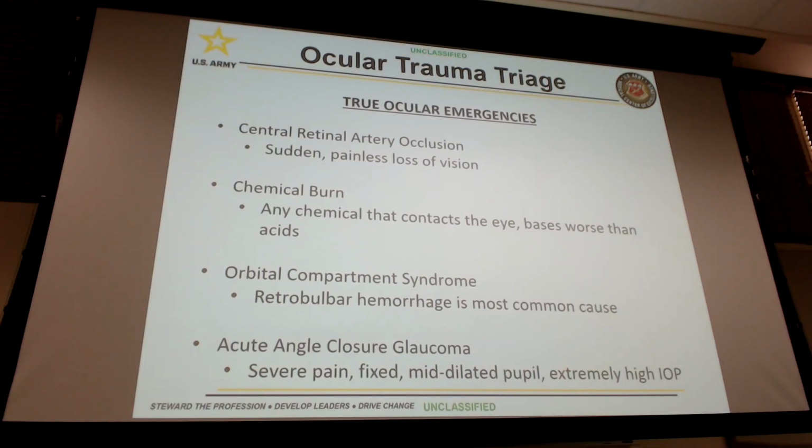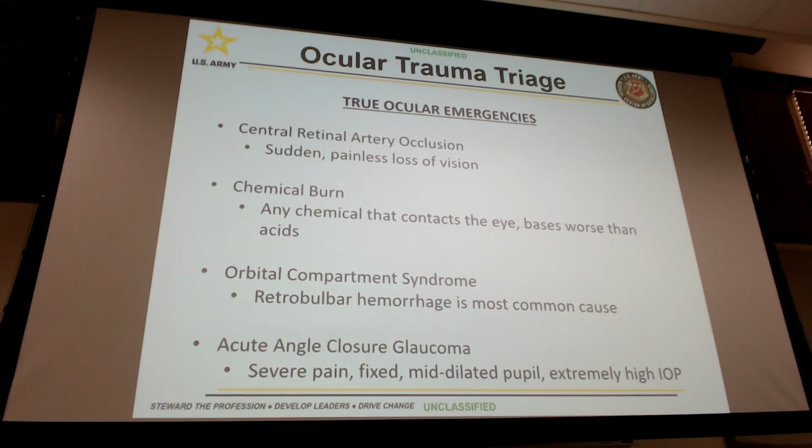A central retinal artery occlusion is the worst case scenario in a sudden painless loss of vision. You got to get that patient referred out. Chemical burn, you have to start irrigating that eye right away. So you got to get that Morgan lens or whatever irrigation that you have available to you. You got to start irrigating that eye immediately. Or it could scar and then be visually debilitating for that patient for the rest of their life.